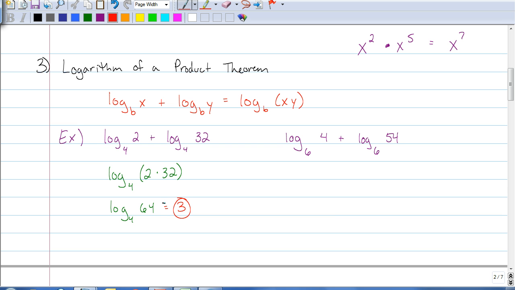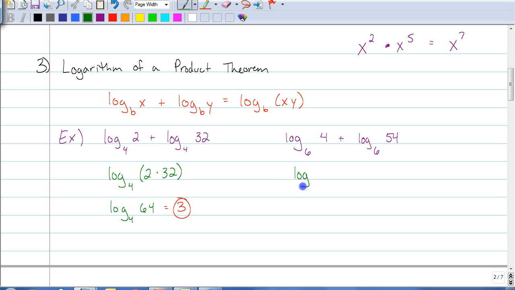So why don't you try this next one on your own? Log base 6 of 4 plus log base 6 of 54. See if you can write this as a single logarithm, and then evaluate that single logarithm like we just did and got 3 as our previous answer. So pause the video and hit play when you're ready to check your answer.